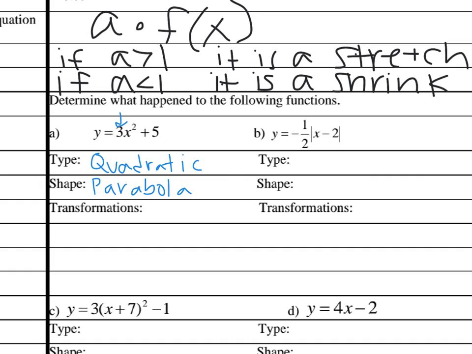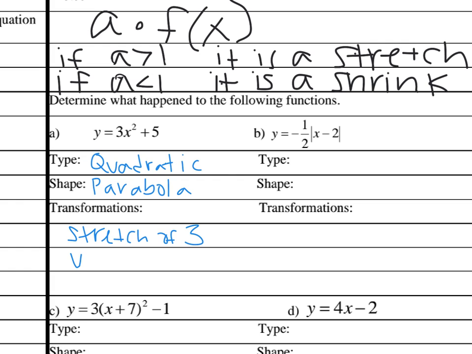This 3 out front right here is in the same spot where the a is, which tells us it's a stretch or a shrink. 3 is bigger than 1, so it is a stretch. Stretch of 3. Next we see the plus 5 on the outside, which tells us it goes up 5. And those are all of the transformations that are happening in example A.